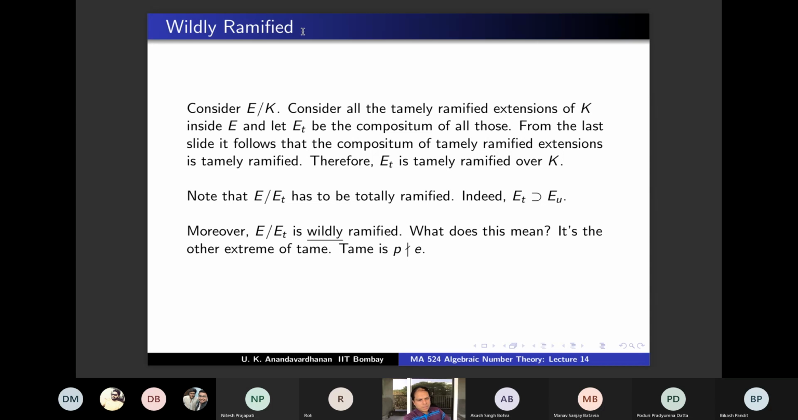p need not be equal to e. e is a p power. Yes, e is a power of p. So wild is e is a p power. But e is the same as the degree of E over E_T because this is totally ramified. So the degree of the extension is a p power, or the ramification index is a p power. Ramification index equal to the degree. This is wild. And we are going to claim that E over E_T is wildly ramified. So if you take all the tame part together, the rest is wild.